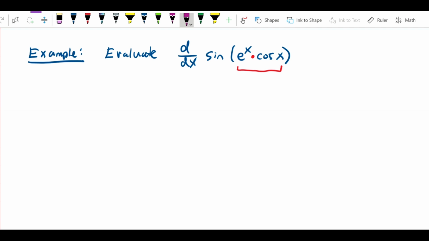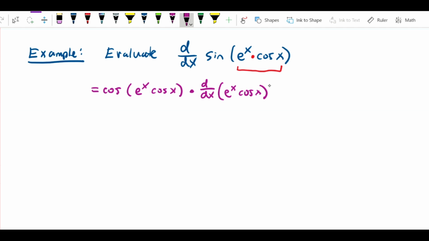Again, what we want to do is work from the outside in. We know the derivative of sine is cosine, so we're going to take the cosine of whatever's on the inside and then multiply by the derivative of the inside. So this is going to equal cosine of e to the x cosine x, and then times the derivative of the inside, which is the derivative of e to the x cosine x.